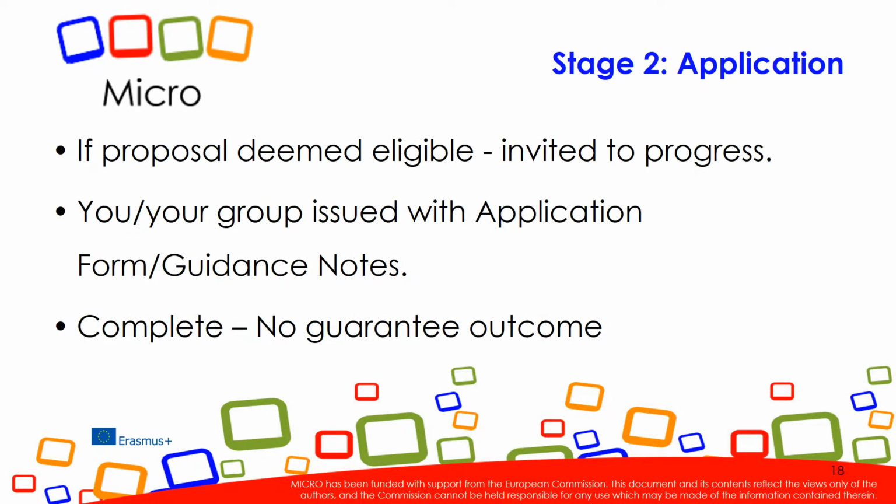Stage 2 is the application, and if the proposal based on the EOI is eligible, then it progresses to the application. The group who are making the application will receive the application form and guidance notes. Note that the completion of an application is no guarantee of a positive outcome, even though a group may be invited to make an application.